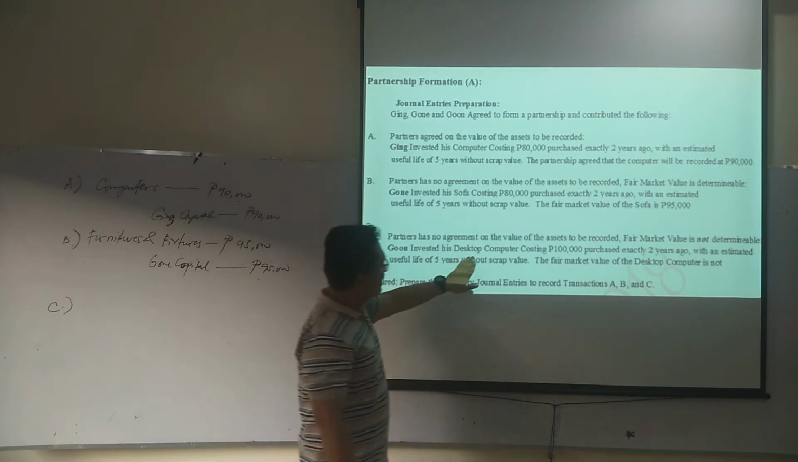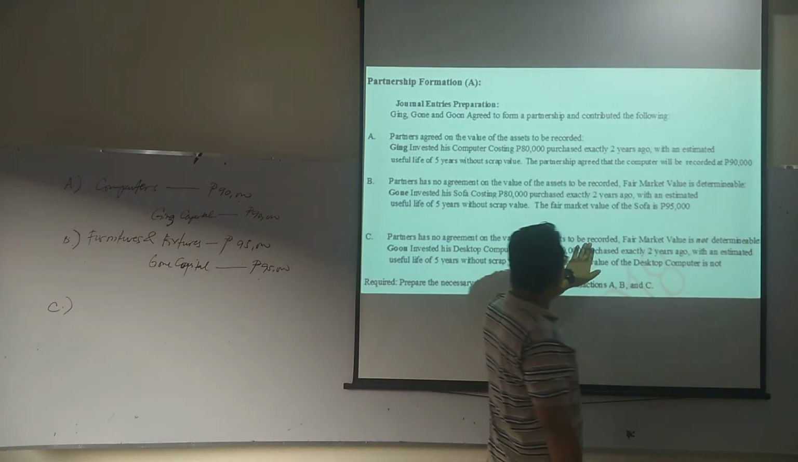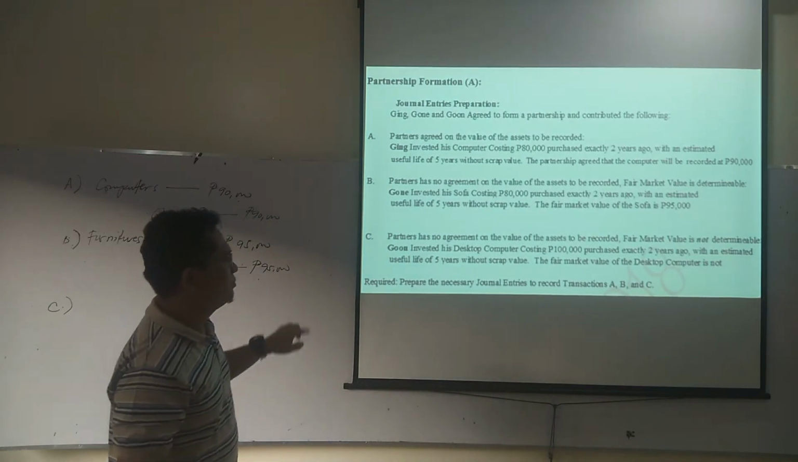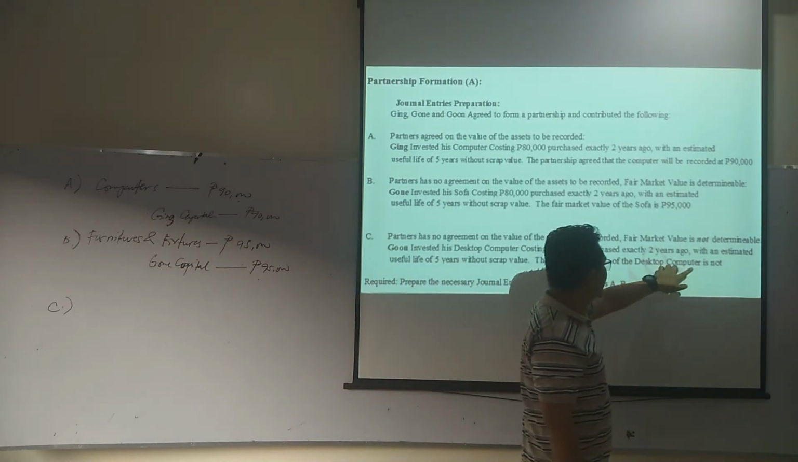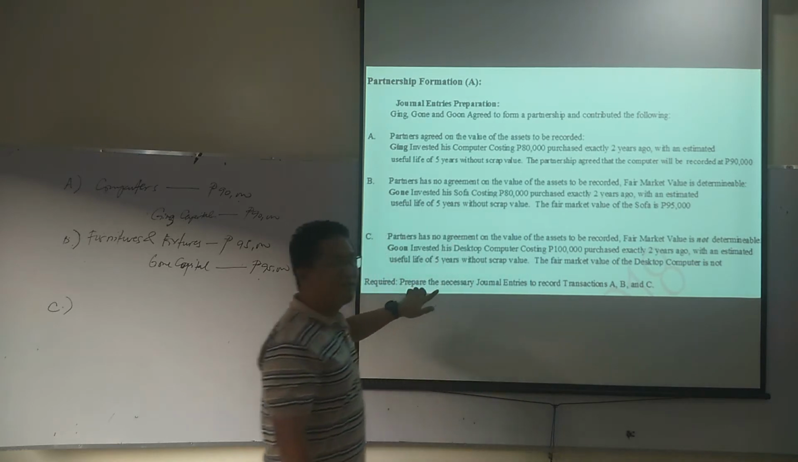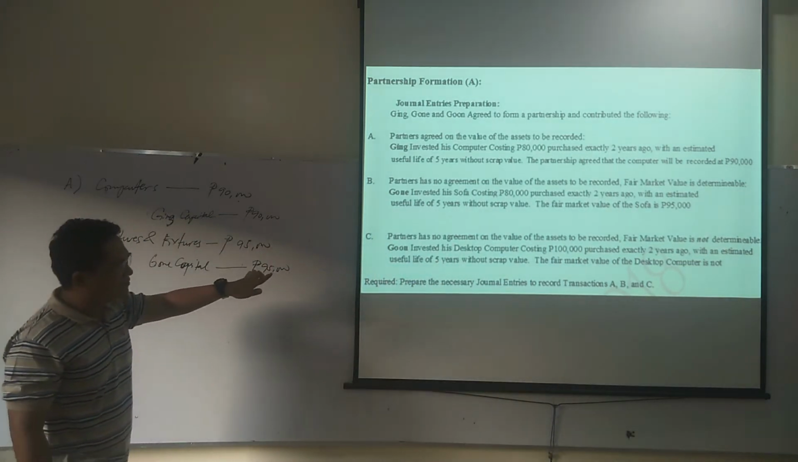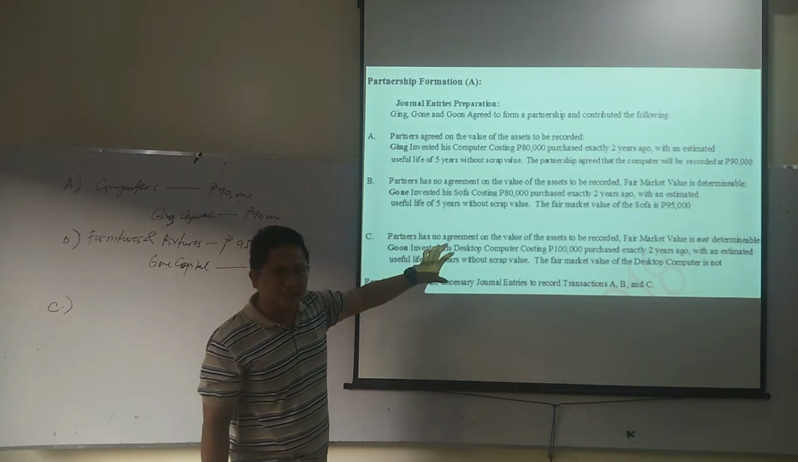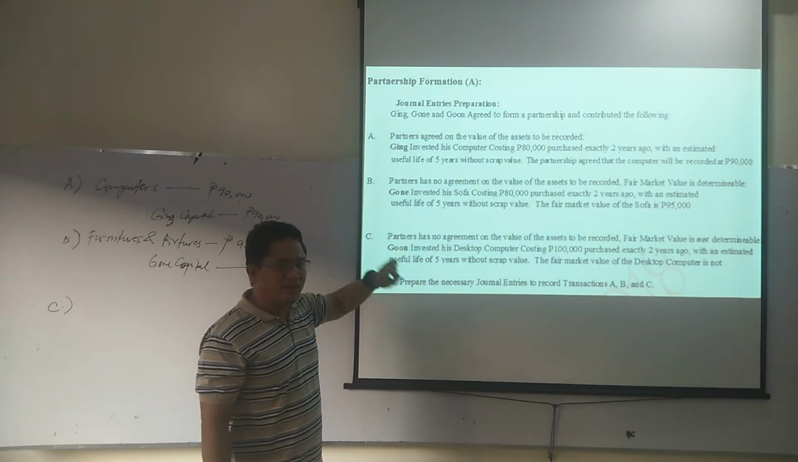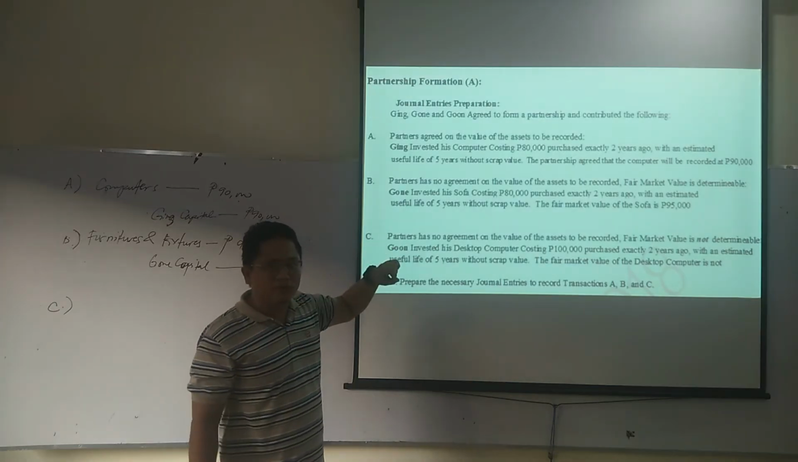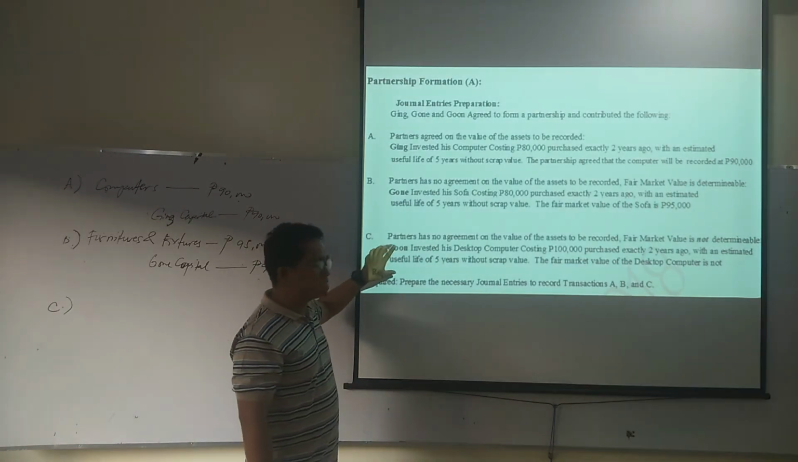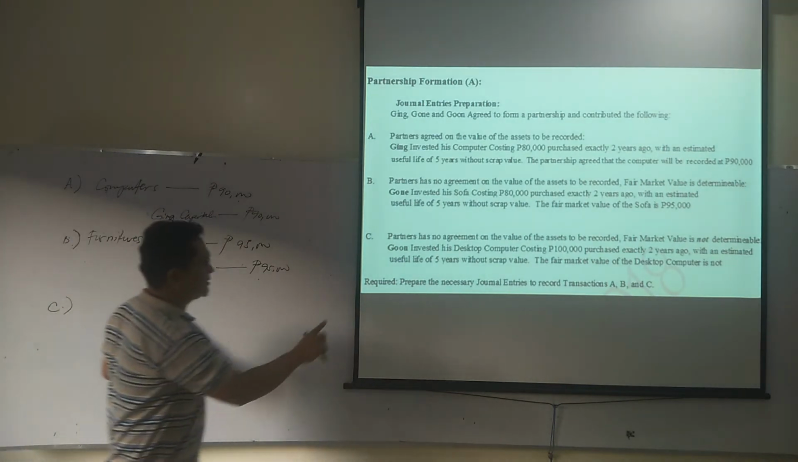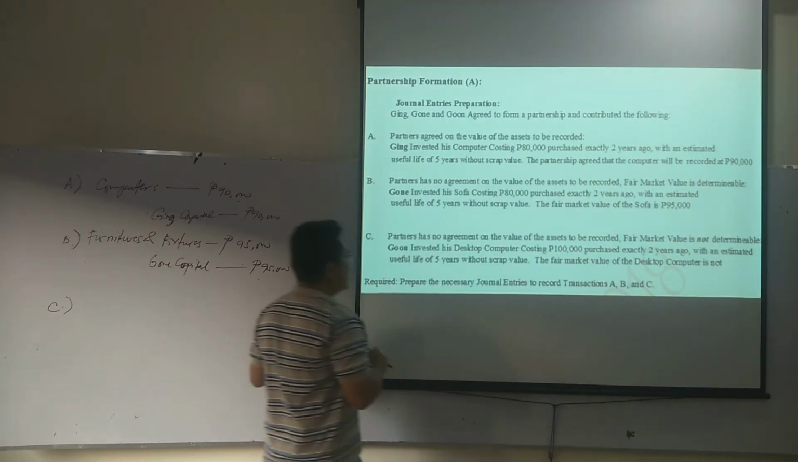So June invested a desktop, 100,000. Purchased exactly 2 years ago with an estimated useful life of 5 years. Here we have to compute for the depreciation of the assets. Please check my other videos as to how to compute for depreciation. So for now, we will compute for the depreciation of that asset. So this asset is 100,000.